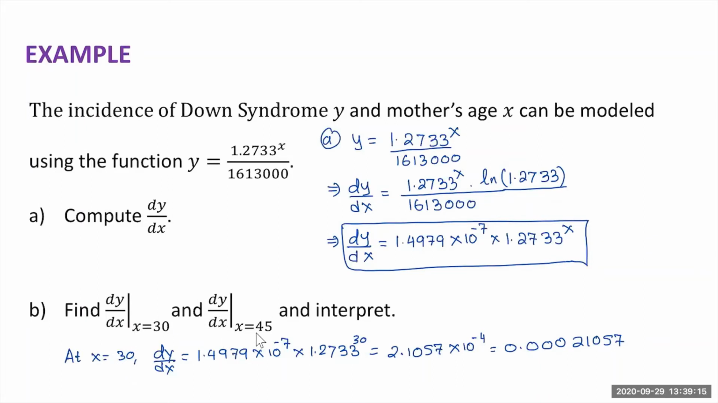Now we also have to find when x equal to 45. Maybe it will be very small. Let's try it. When x equal to 30, this one is pretty small. But now we are working at not 30, but 45. At x equal to 45, dy over dx will be equal to 1.4979 multiplied to 10 to the negative 7 multiplied to 1.2733 raised to 45 now, because the mother's age is 45 now.